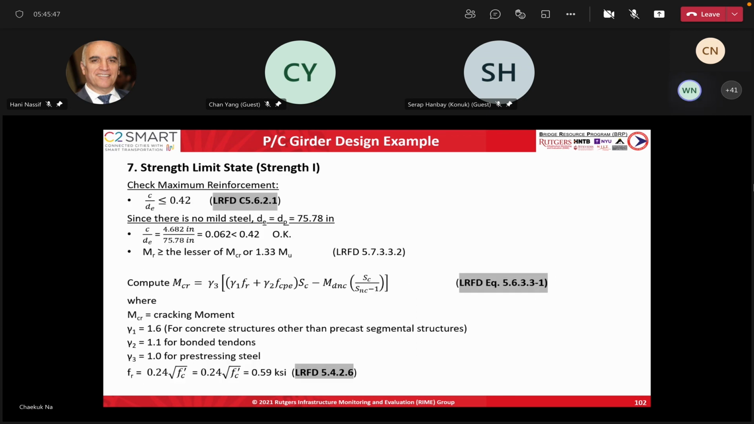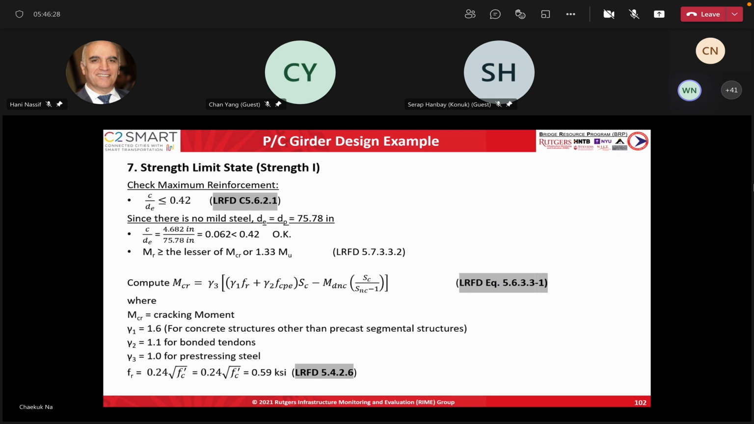Okay, so we also need to check the maximum reinforcement by dividing C over de. Now de is the average depth of strands and reinforcement, so they need to be included. If we have any reinforcement, it needs to be included in the value of de. We don't have any here, so it's just dp. It has to be less than 0.42, and it's almost always the case. It doesn't govern. Also, M resistance has to be checked against M crack or 1.33 M ultimate. M ultimate is the required moment based on our loads.